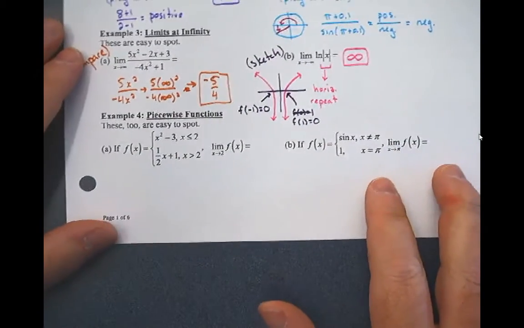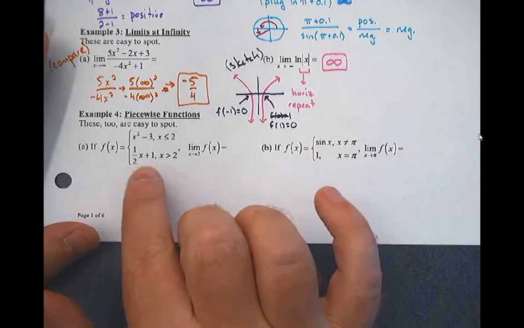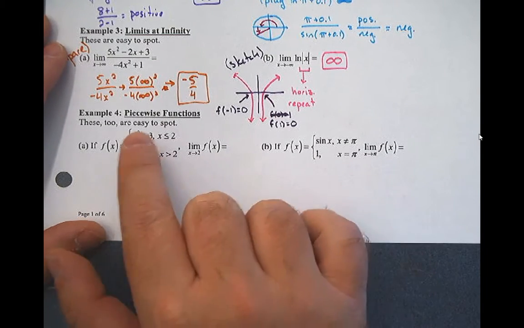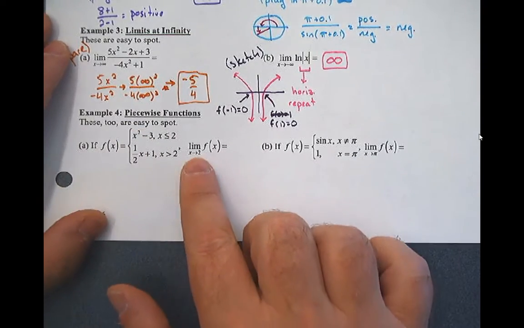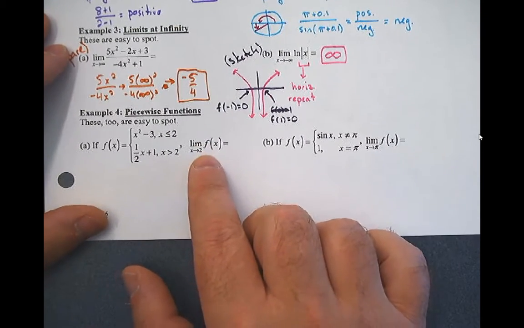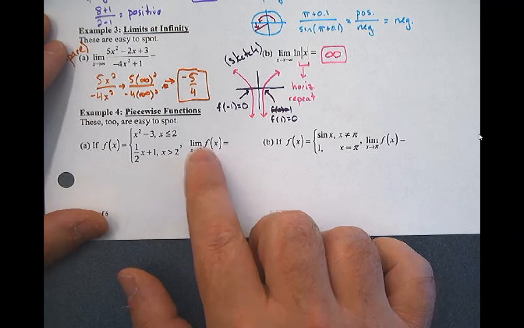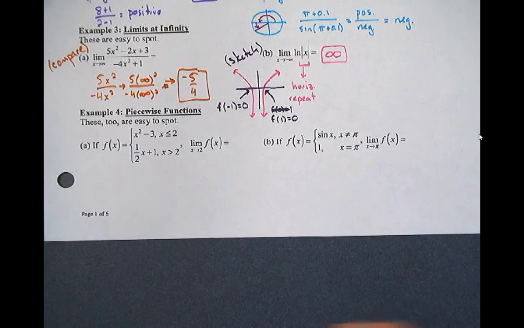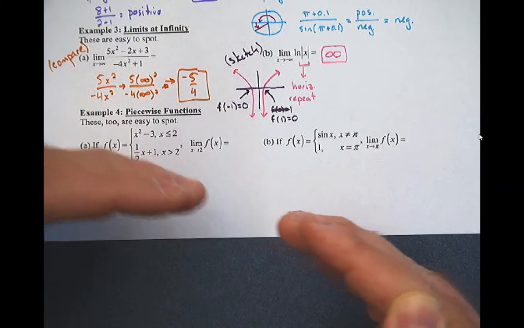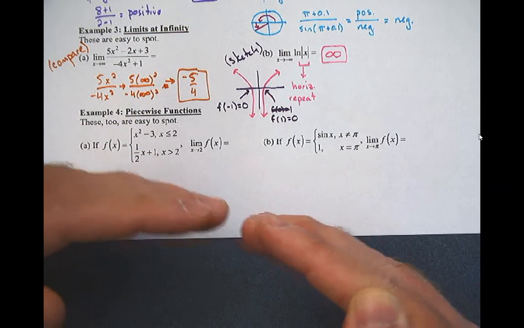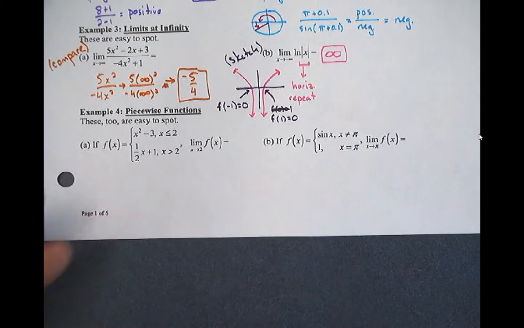Piecewise functions. When you're looking at a piecewise function and trying to evaluate a limit, first, oh no, we're not doing continuity. We're doing the limit. So what's the overall limit again? By definition, the overall limit is what happens to the one-sided limits. If the one-sided limits are headed to the same place, then I have an overall limit. So I need to figure out the one-sided limits.